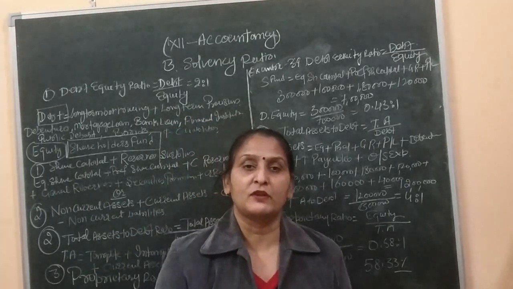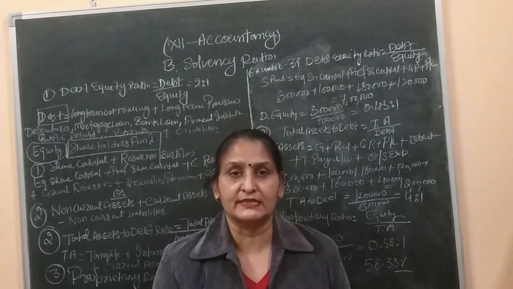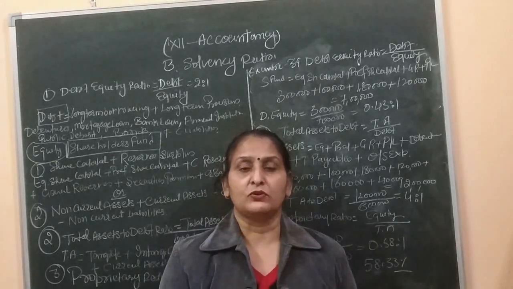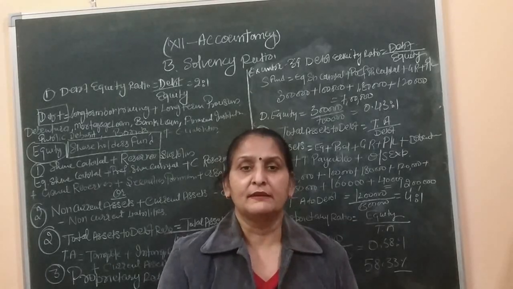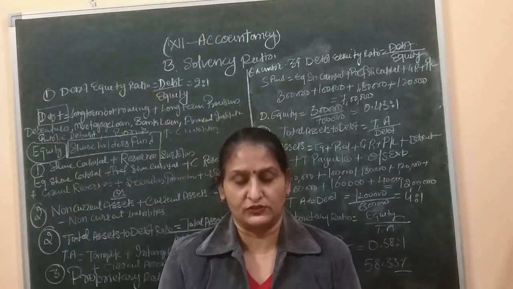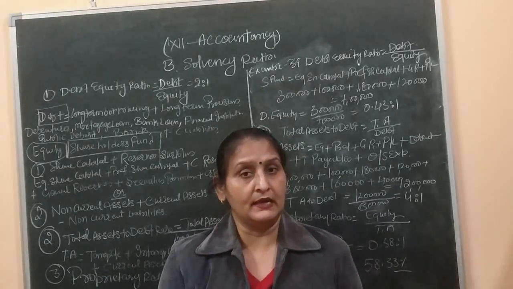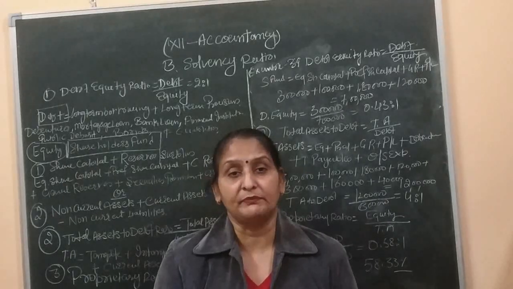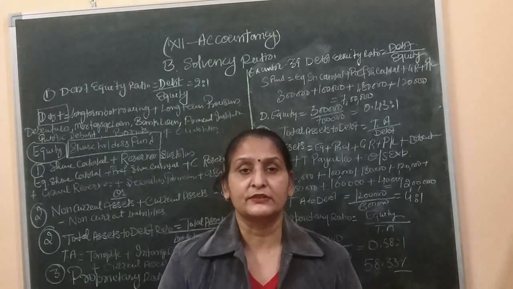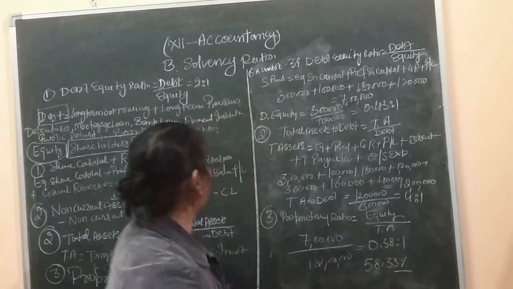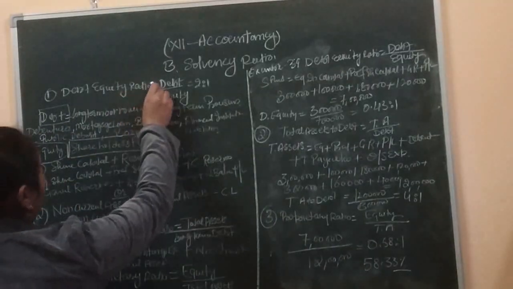Basically, four types of ratios are included in solvency ratio. Number one, debt equity ratio. Number two, total assets to debt ratio. Number three, proprietary ratio. And number four, interest coverage ratio. So here in this video, we are doing three ratios, that is debt equity ratio, total assets to debt ratio, and proprietary ratio. So first of all, the concept is debt equity ratio.